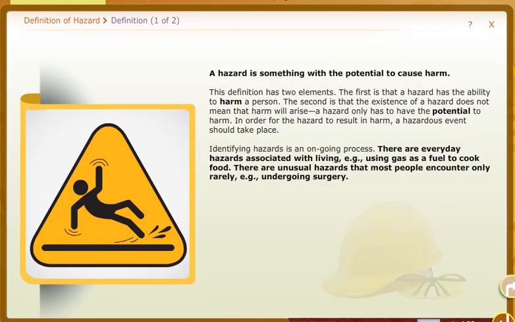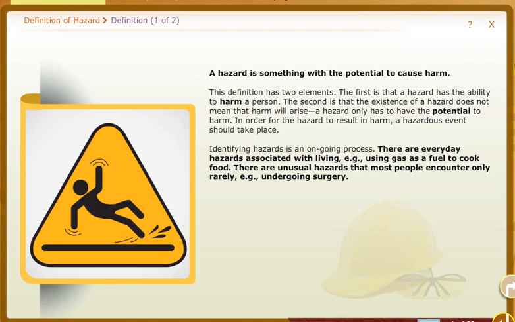A hazard is something with the potential to cause harm. This definition has two elements. The first is that a hazard has the ability to harm a person. The second is that the existence of a hazard does not mean that harm will arise. A hazard only has to have the potential to harm. In order for the hazard to result in harm, a hazardous event should take place.